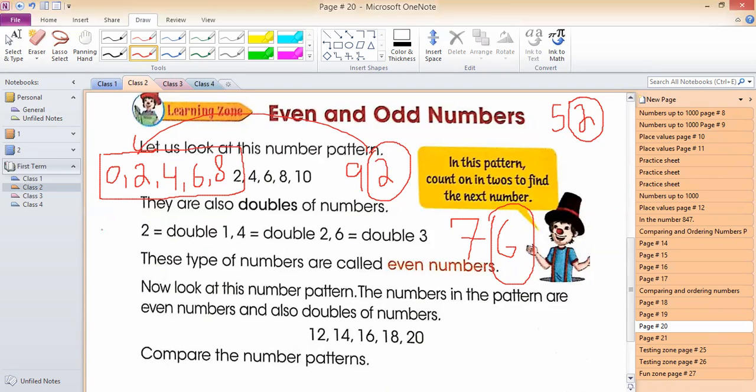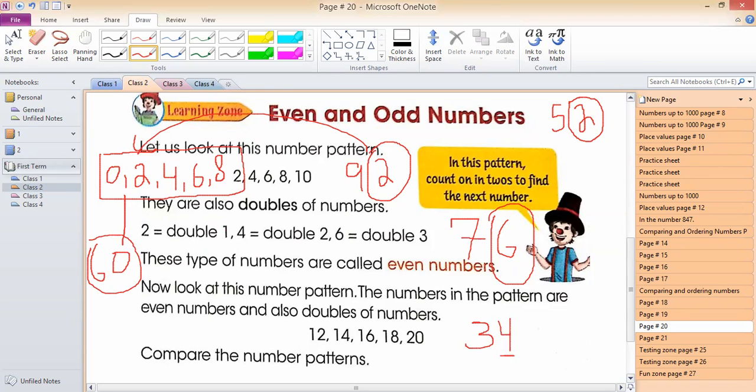Or I can say 60. 0 is the last digit, so 60 is an even number. Or I can say 34. 4 is the last digit, and 4 comes in the table of 2. That's why 34 is an even number. Is it clear, guys, how to identify an even number?